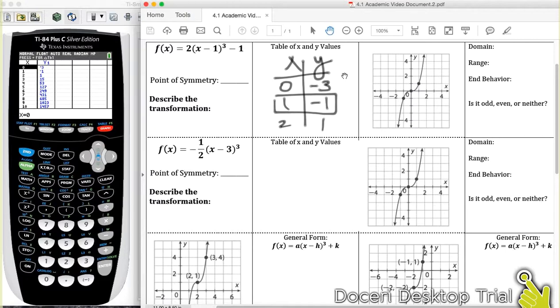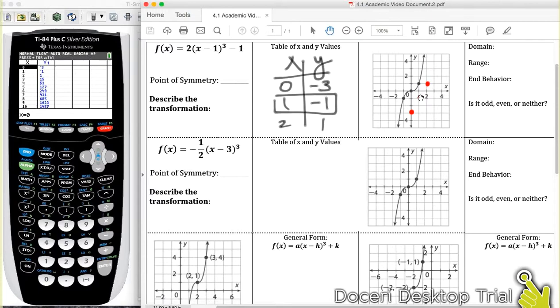So 0, negative 3, and then 1, negative 1, and then 2, 1. Now some of you will tell me, oh, look, I can connect them as a line. But no, it's a cubic function. There's to the power 3, so you do not connect them as a line. You curve your graph at the middle point.